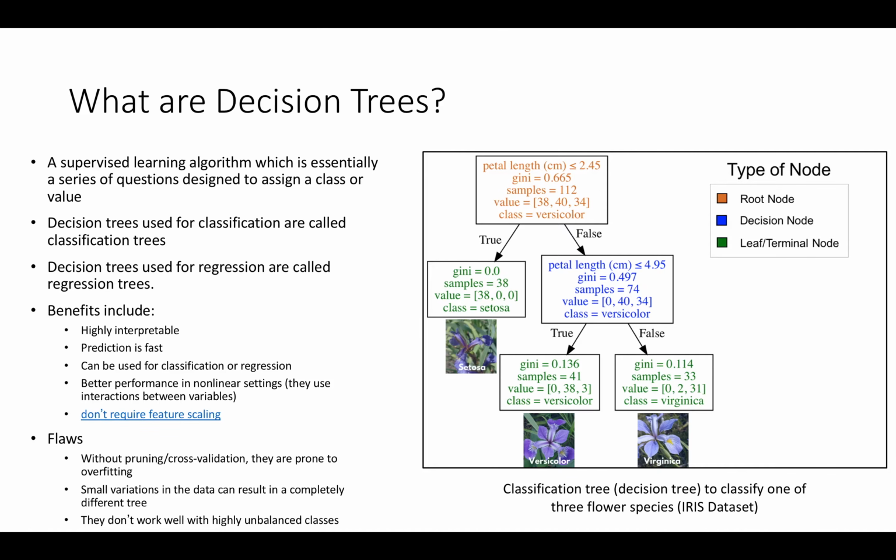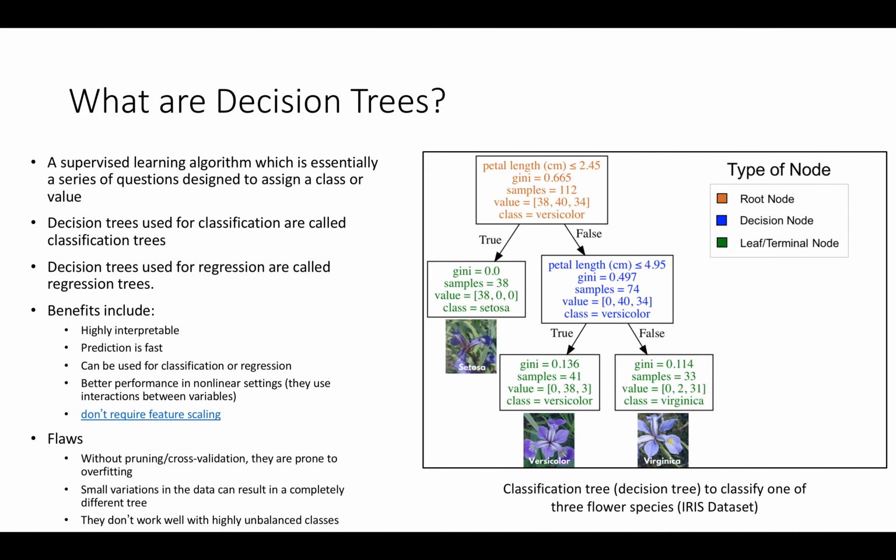Some of the benefits of decision trees include: they're highly interpretable, predictions are fast, they can be used for either classification or regression, and I should note that a lot of algorithms can only be used for one or the other. Decision trees work pretty well in nonlinear settings, and decision trees also don't require feature scaling. We'll get into feature scaling in later lectures.